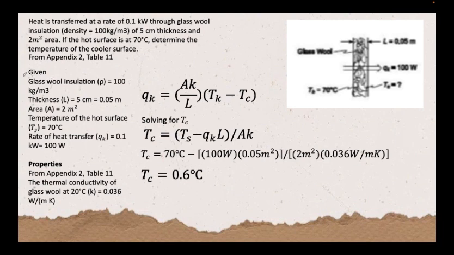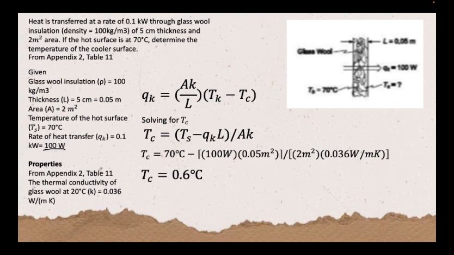Here we have the given. First is the density of the glass wool insulation, which is 100 kilograms per cubic meter, and the thickness is 5 centimeters. To convert it to meters, we now have 0.05 meters. For the area, we have 2 square meters. For the temperature of the hot surface, we have 70 degrees Celsius. And the rate of heat transfer is 0.1 kilowatts, which we convert to watts, giving us 100 watts.